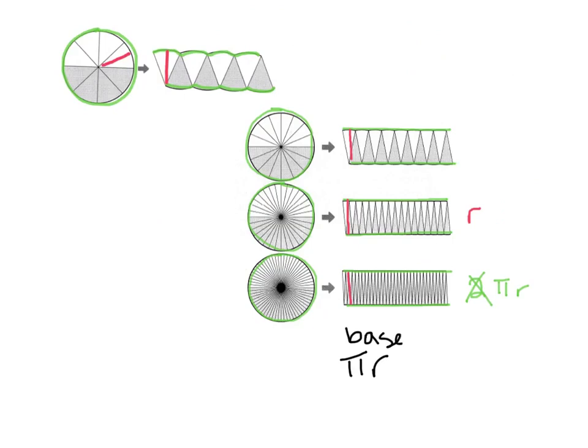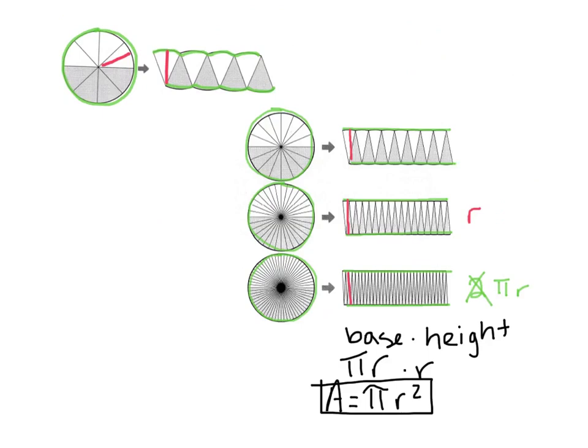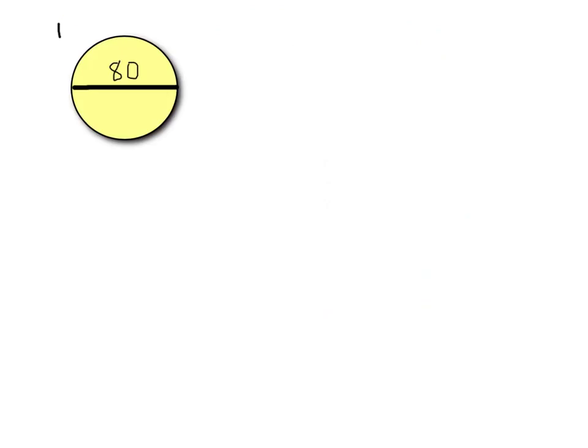And our area, we know, is going to be base times height, and our height is our radius. So we have pi times r times r, which is just pi times radius squared. That is why the area formula for a circle is pi radius squared. Now let's try some examples.